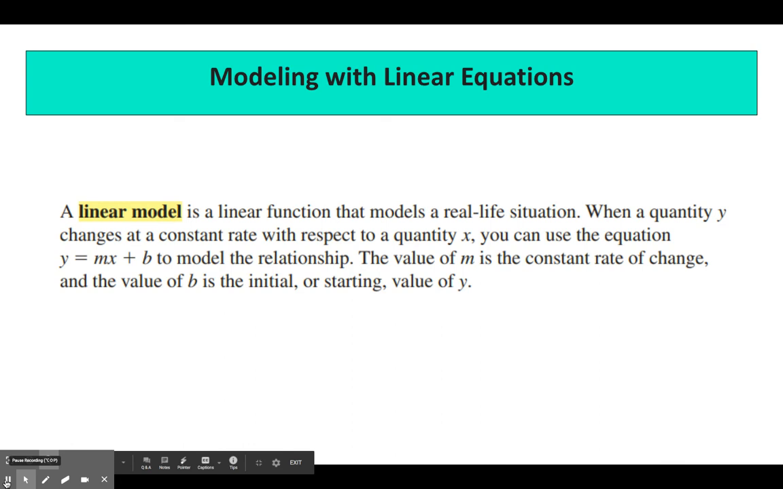So a linear model is just a function that models a real-life situation. So if you study more time, your grade increases, right? You could graph that probably. When a quantity y changes at a constant rate with respect to x, you can use our slope-intercept form to model the equation, y equals mx plus b. The value of m is a constant rate of change, okay? And the value b is the initial or starting value of y.